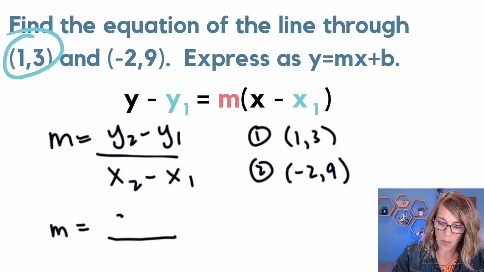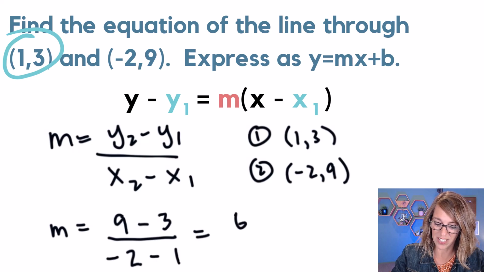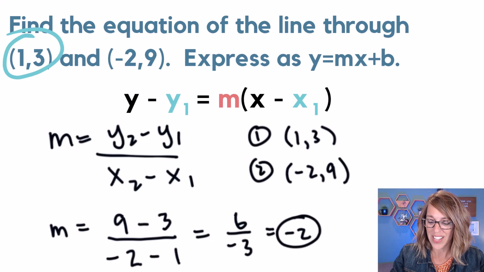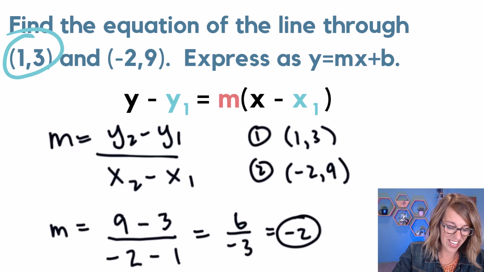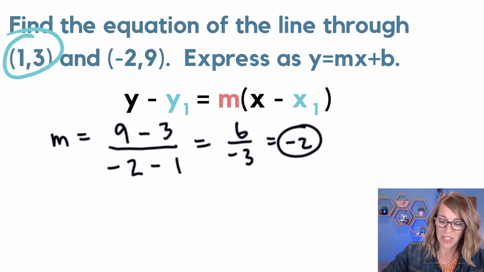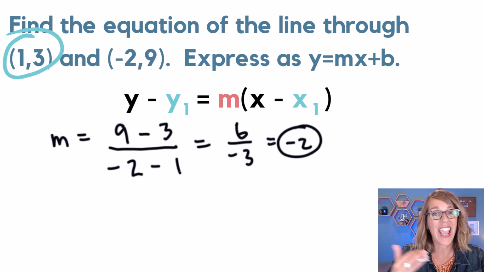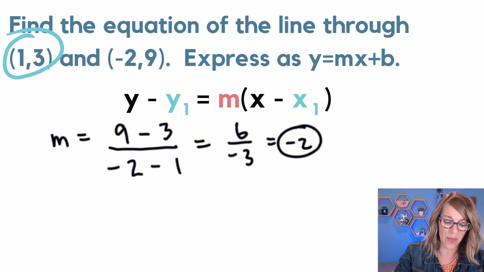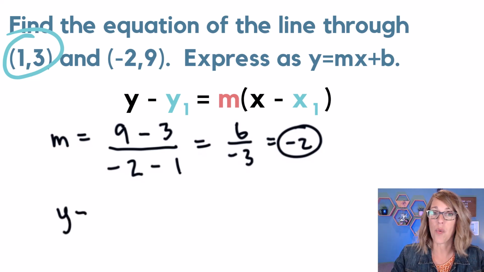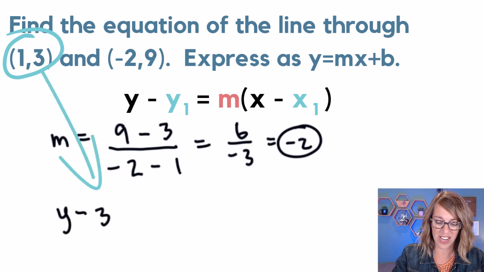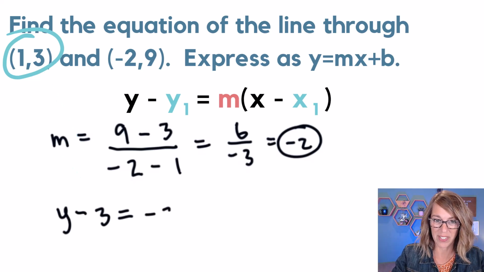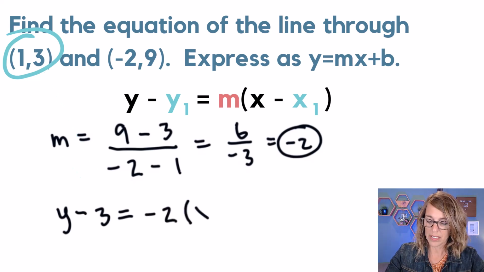So I want the second y minus the first over the second x minus the first. Doing the math, we get 6 divided by negative 3, and I get a slope of negative 2. Now I'm ready to plug everything into my formula. So plugging that negative 2 into my formula and the point that we have into our formula, I have y minus y1, which is going to be 3, is equal to m, but m is negative 2. And then we've got x minus x1, which is a 1.